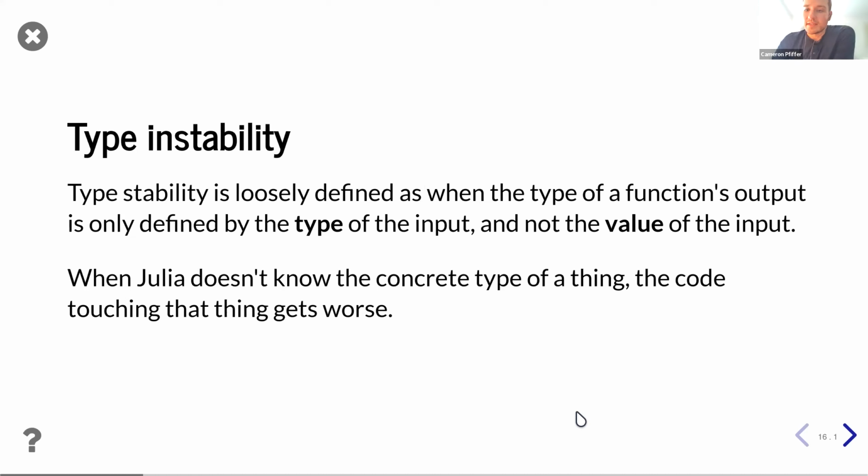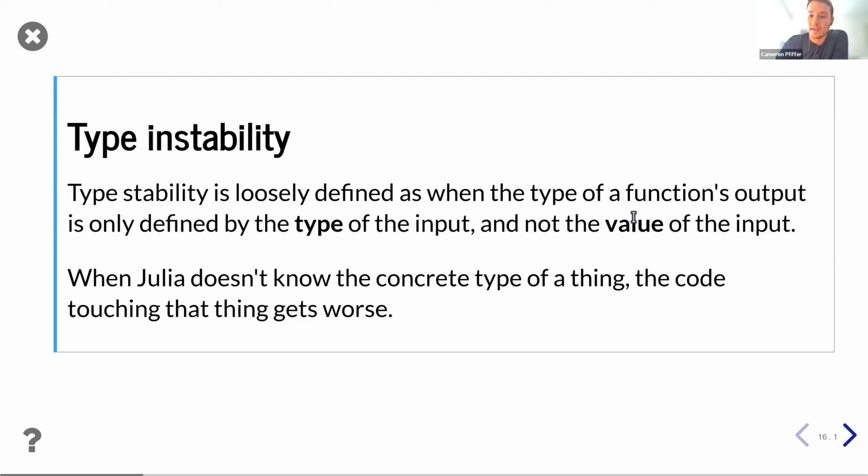So type stability is kind of loosely defined. There's actually a good paper about this. It is when the type of a function's output is only defined by the type of the input and not the value of the input. So when Julia doesn't know the concrete type of a thing, the code touching that thing gets worse, right? This is almost unambiguously true, but with varying degrees of magnitude.